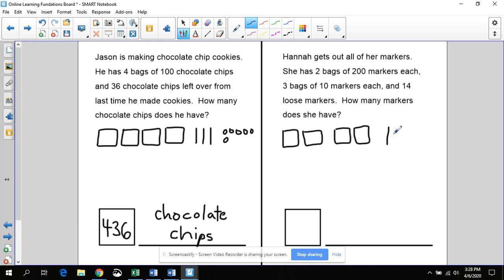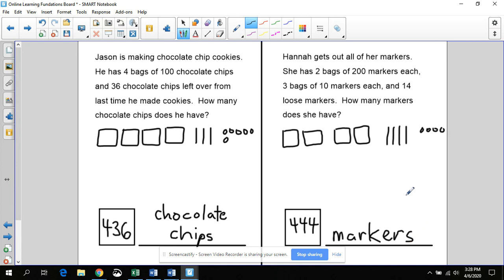Then 3 bags of 10. Then she has 14, which gives me another 10 and 4 ones. So drawing this one really helped me get it all together. I end up with 400, 40, 4. This one has 3 different 4s in it. They all stand for a different thing. 400, 40, 4, and my label is markers. Make sure that I spell it correctly because it is given to me.